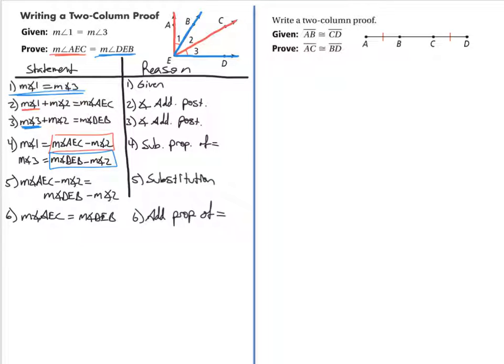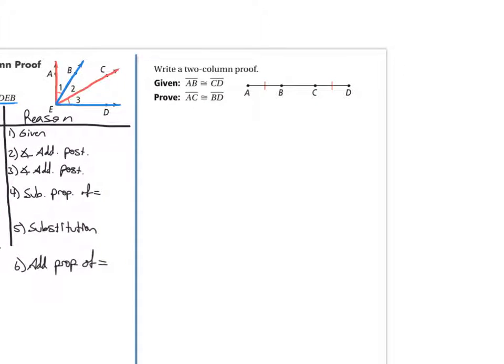Okay, so again, we are on our 2.5 notes. We're on the back side of our notes. We have two proofs there. We worked one of them together yesterday. I want to take a look at the second one.